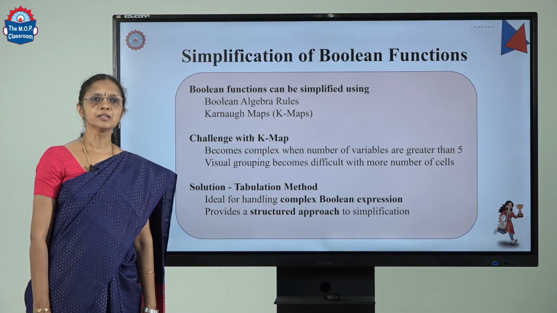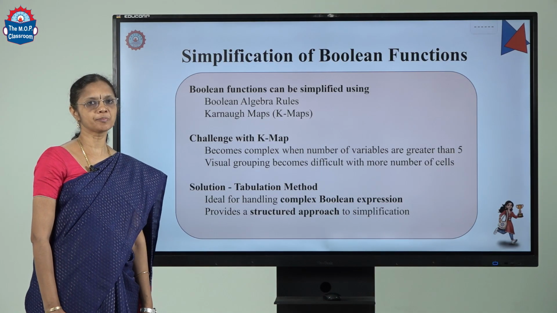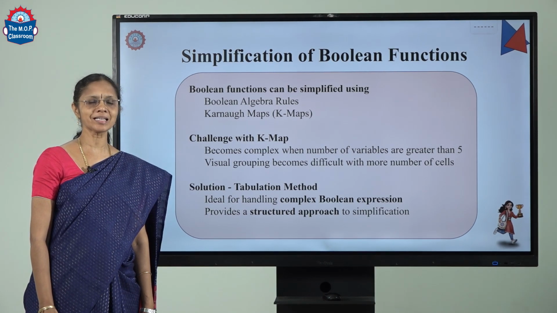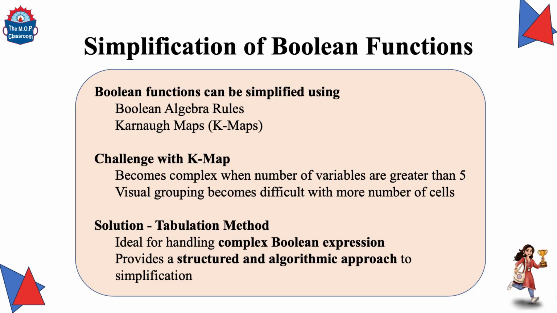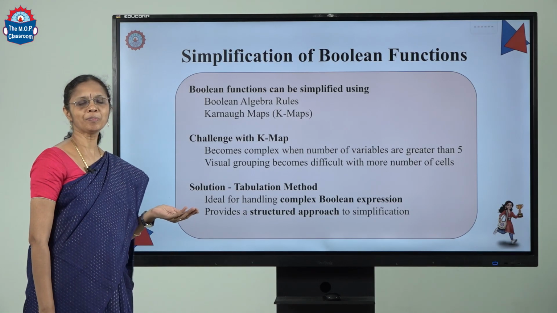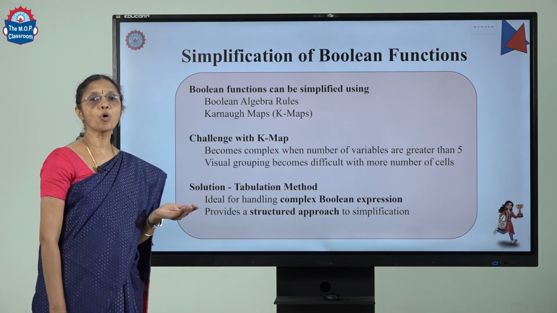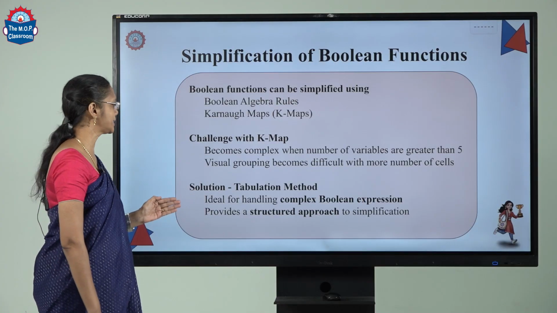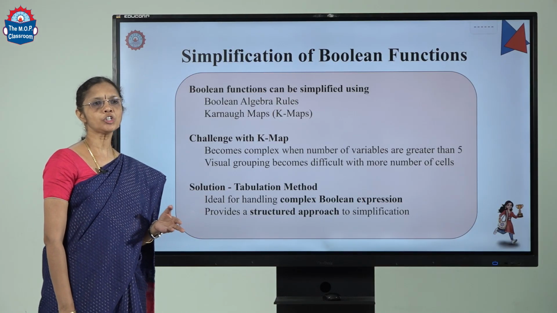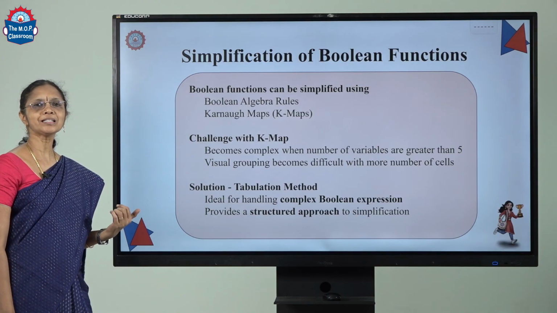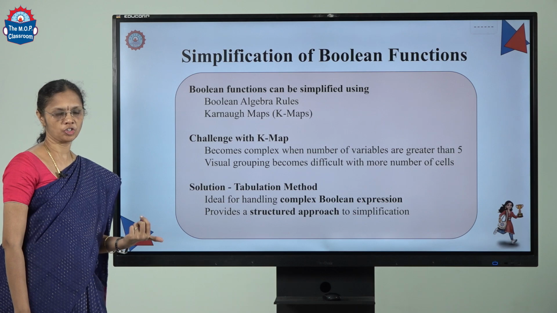Boolean functions can be simplified using the Boolean algebra rules as well as the Karnaugh map, abbreviated as the K-map. The K-map works great with variables up to 5, but when it is more than 5, the visual grouping becomes very difficult with more number of cells. Hence, we move on to a method called the tabulation method. This tabulation method is ideal for handling complex Boolean expressions. It provides a structured approach to simplification.